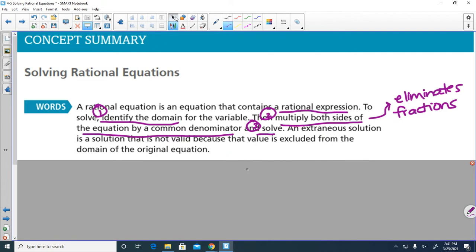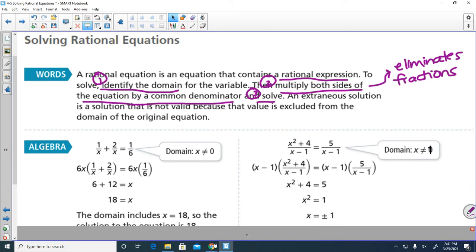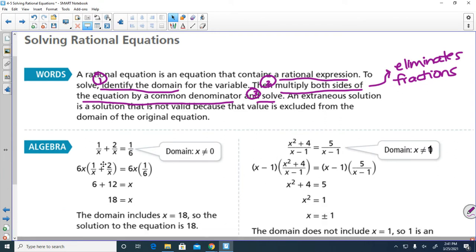So here's what I'm talking about. Let me show you. So algebraically, if we look at this example on the left first, the equation would be 1 over x plus 2 over x equals 1 over 6. So here I look at this equation and I notice that if x were to be 0, then I would be dividing by 0. So that's why right here it says the domain cannot be 0, because if x was 0, then I would be dividing by 0, and we have an issue with the domain there.